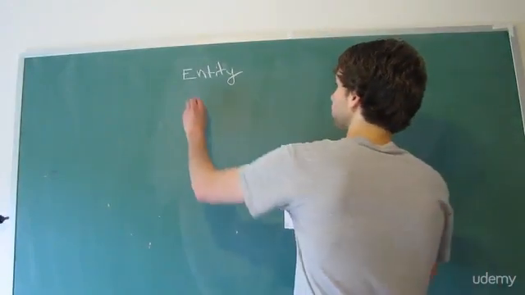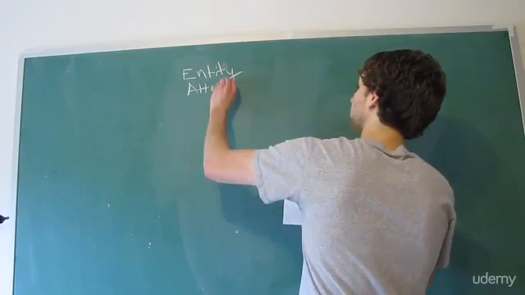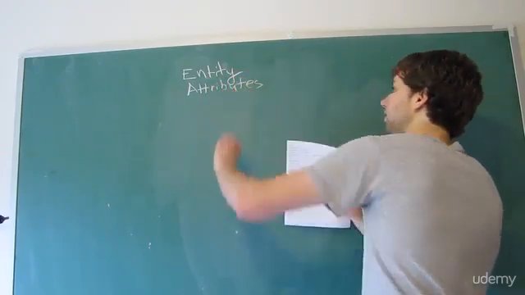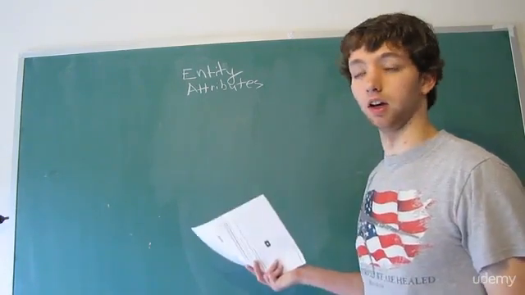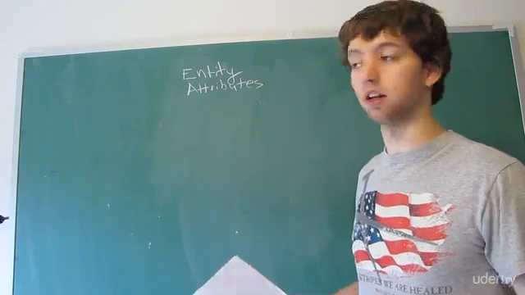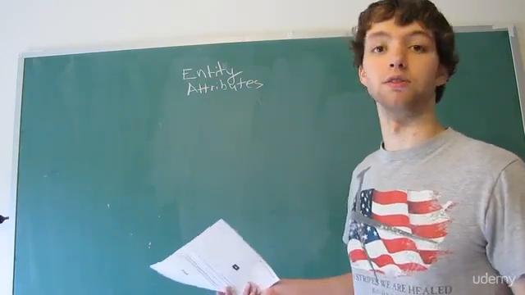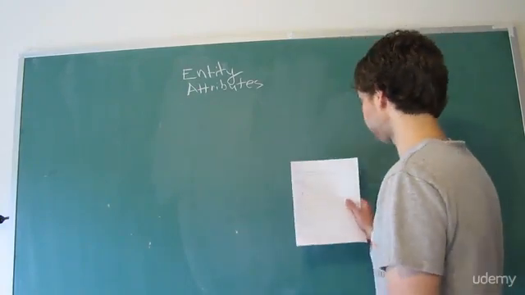Then we have attributes. Attributes are the things we store about the entity. An attribute of a comment would be the date that it was made, the length, how many characters it is, or who posted it. Those are examples of attributes.